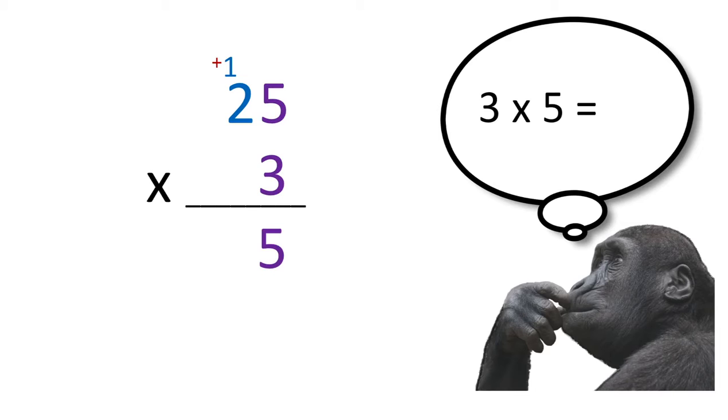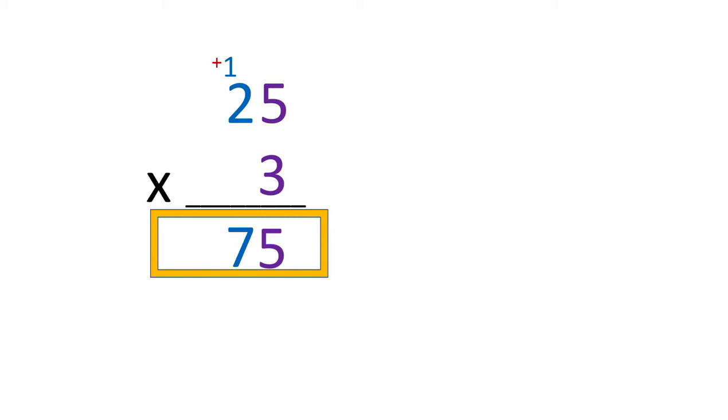What do we do next? Are we finished? No. What do we have to do? 3 times 2. Do we do 3 times 2 or 3 times 3? We're going to do 3 times 2. And what do we do with this? Add 1. So we're going to think 3 times 2, which is what? 6. And then we're going to add our 1. 7. Very good, friends. 75. It's going to be 75.